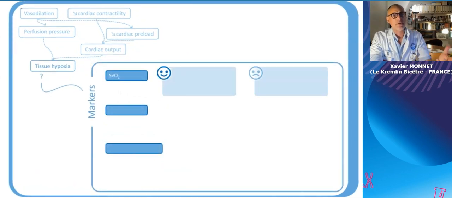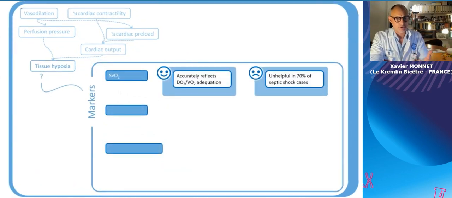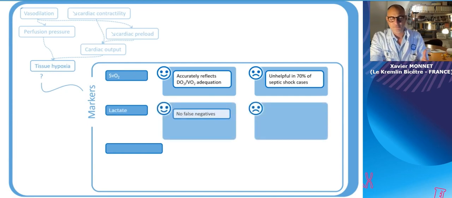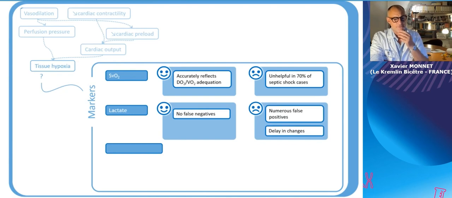We have three main biological markers. SpO2, very interesting, but we know that it might be unhelpful in the large majority of septic shock patients because of oxygen extraction impairment. We have lactate, very sensitive, but many false negatives, and it reacts with delay to oxygen consumption changes. And so, are the PCO2 derived indices able to solve the limitations of the two other ones?